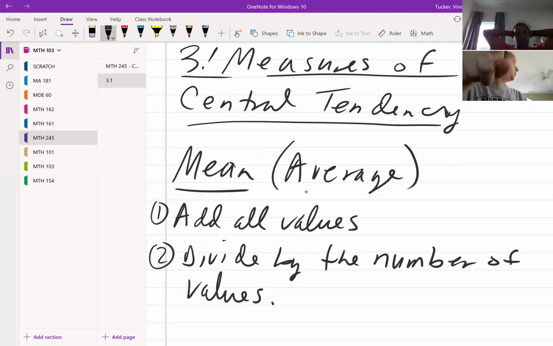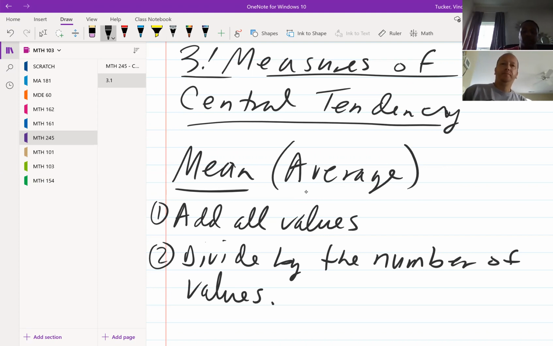All right, so 3.1 is measures of central tendency. First thing we're talking about is your mean. In statistics, mean is just another word for average. So if you know how to find the average of numbers, it's the same exact thing. They just call it mean in statistics.